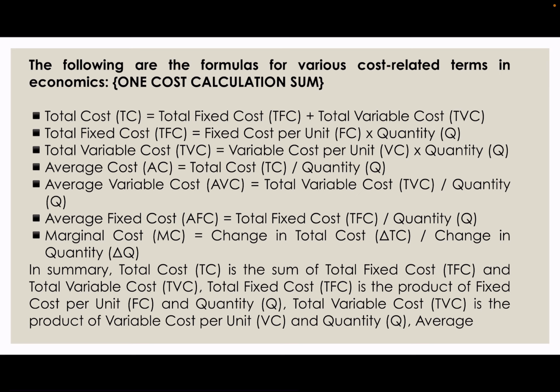In summary, total cost, TC, is the sum of total fixed cost, TFC, and total variable cost, TVC. Total fixed cost, TFC, is a product of fixed cost per unit, FC, and quantity, Q. Total variable cost, TVC, is the product of variable cost per unit, VC, and quantity, Q.